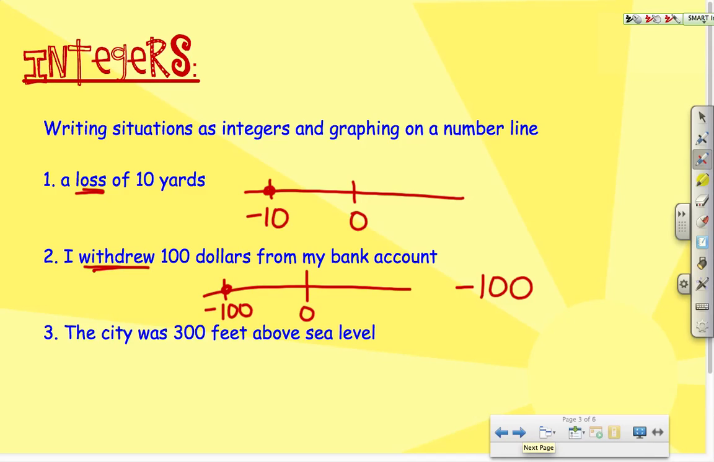Okay, 3, the city was 300 feet above sea level. Well, if we're drawing our number line first, this would be sea level. So that's 0. It's kind of our baseline. And to go 300 feet above that, that'd be over here. We'd be in the positive section, 300 feet above sea level. So this would be our point we'd be plotting, and our answer would be a positive 300.